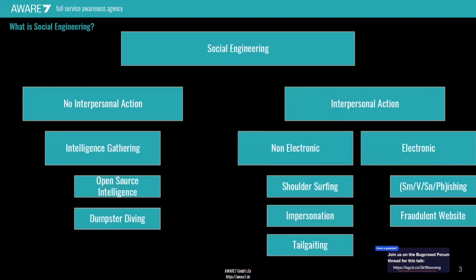prepared for you. So the first thing we want to talk about when we talk about attacks is we always want to see some kind of taxonomy, and this is based on work of Greitzer, who showed this at a workshop at Security and Privacy 2014, and we see we have some categories of social engineering. If we talk about it, the first one is no interpersonal action.